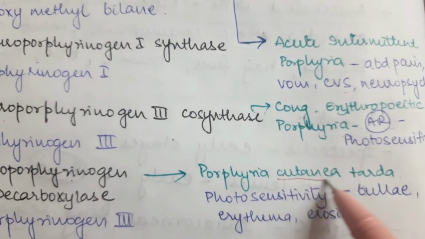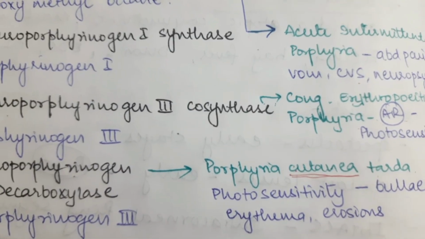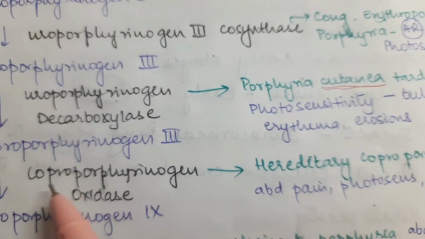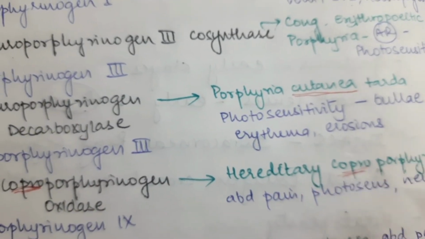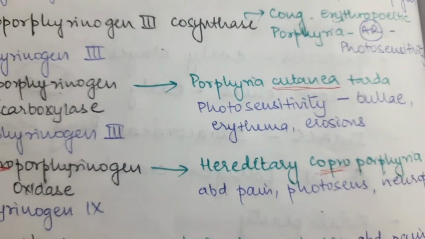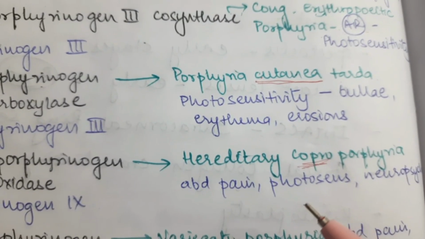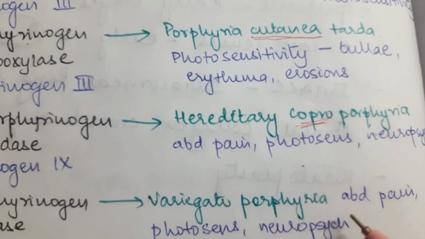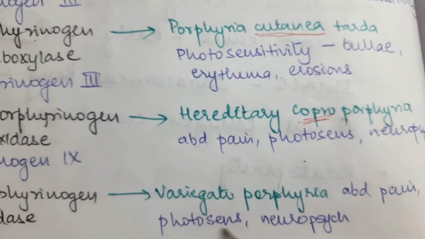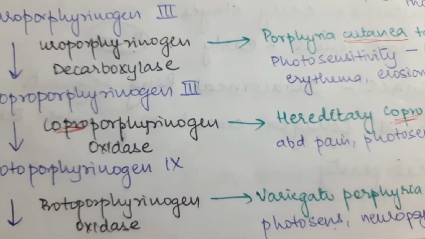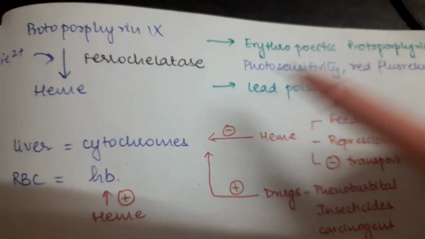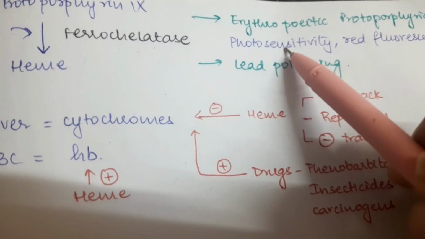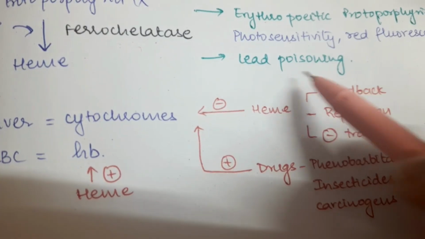The next enzyme is uroporphyrinogen decarboxylase, which is deficient in the condition Porphyria cutanea tarda, which also involves skin features and photosensitivity, causing bullae, erythema, and erosions. The next condition is hereditary coproporphyria, in which there is a deficiency of the enzyme coproporphyrinogen oxidase. This is obviously easy to remember because the condition itself has the word coproporphyria in it, and the enzyme also has coproporphyrinogen in it. The next condition is variegate porphyria, in which you have both neuropsychiatric as well as photosensitivity symptoms. And this is caused by a deficiency of the enzyme protoporphyrinogen oxidase. Finally, the deficiency of the enzyme ferrochelatase is seen in the condition erythropoietic protoporphyria, where there are only skin manifestations, and lead poisoning can also cause a deficiency of this enzyme.